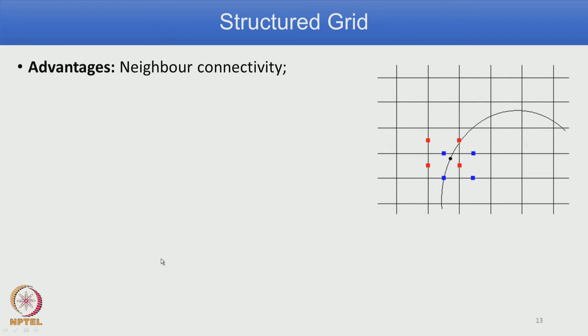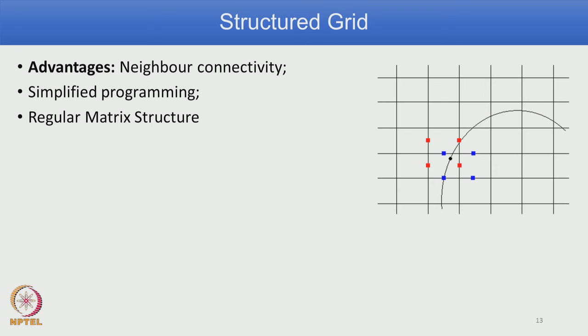So, what is the advantage? In a structured grid, as we have seen, we know for a particular node what the surrounding nodes are, and we know it is the same number of surrounding nodes throughout the domain. So, that makes our job easier. It is easy to have neighbor connectivity, and because of that it is easy to do programming, because we know definitely how many points there are and it is the same throughout.